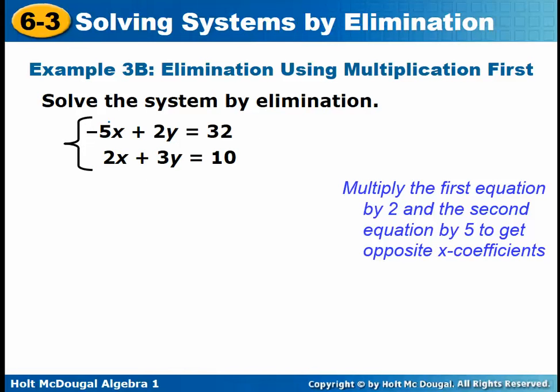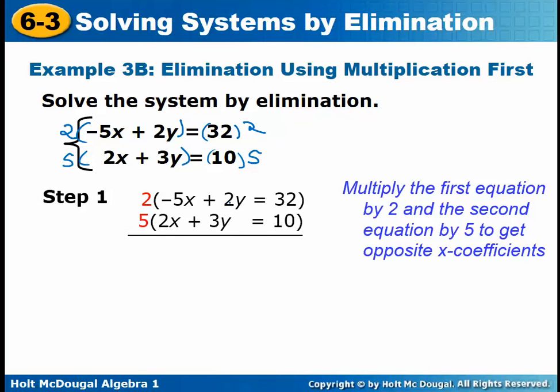So if I multiplied the top equation by 2 and the bottom equation by 5, pretty much just the opposite, multiplying by what the other equation's coefficient is, then I would have 10x and -10x for my x terms. Let's see how that'll work.